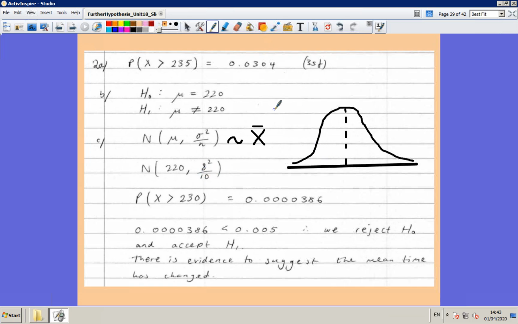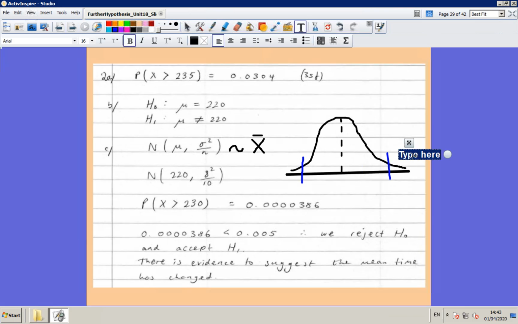Okay, this time it's a two-tailed test at the 1% level. So remember, we're splitting our significance level, or our critical region. We're splitting 0.5% here at the top end of the tail, and 0.5% at the bottom end of the tail.